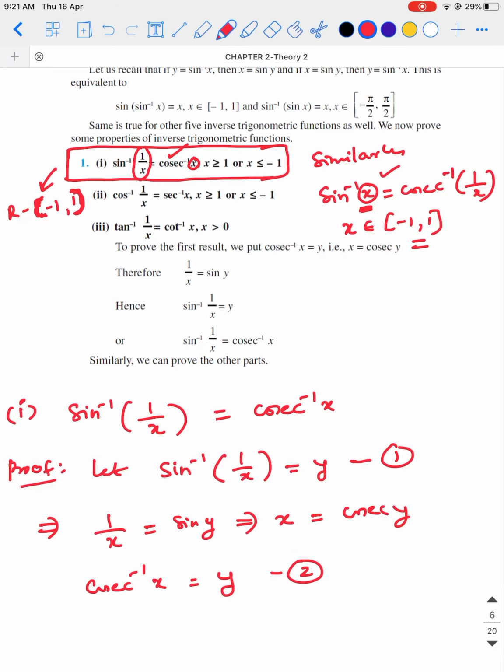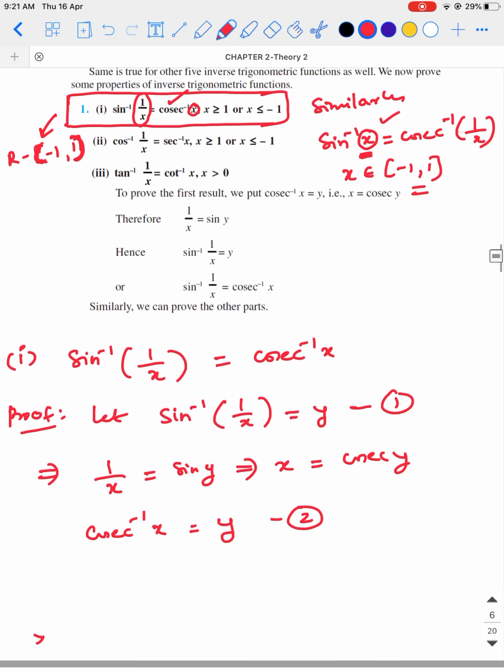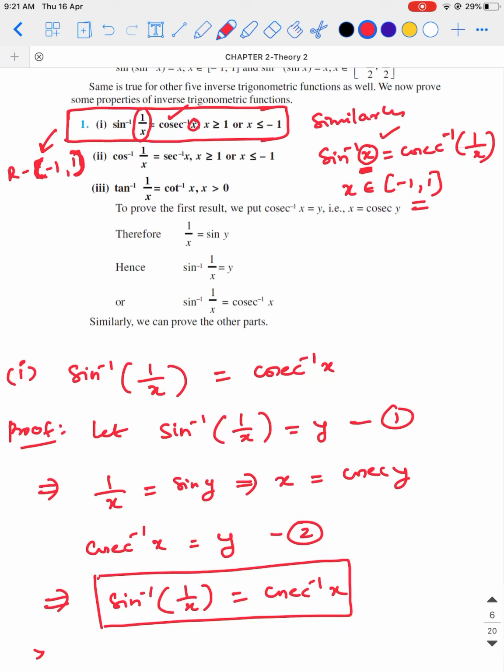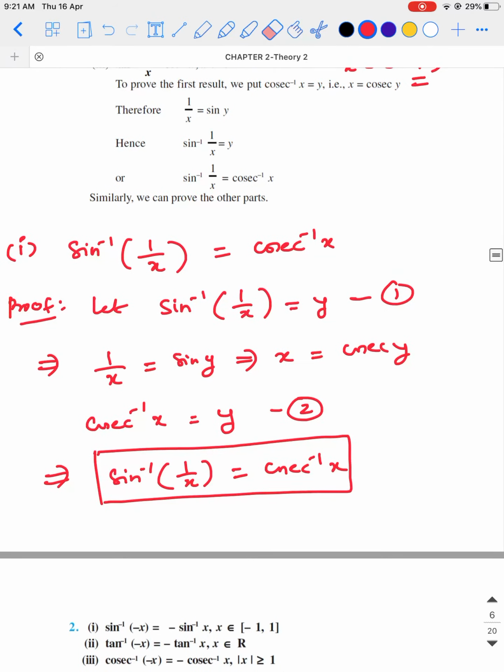So from 1 and 2, if you observe, the right hand side is y, so the left hand sides are supposed to be equal. From this we can conclude that sine inverse of 1 by x is equal to cosecant inverse of x. This we have already used in the previous chapter, previous exercise. So it is like this, observe.